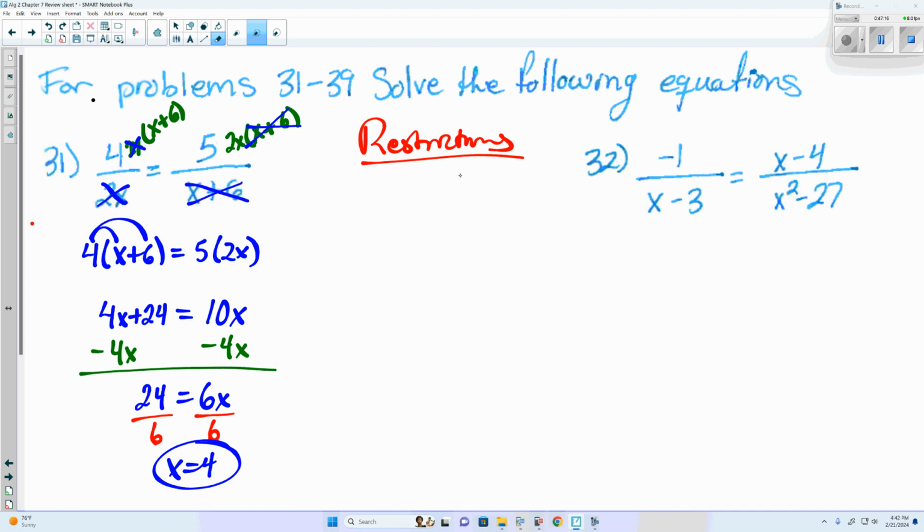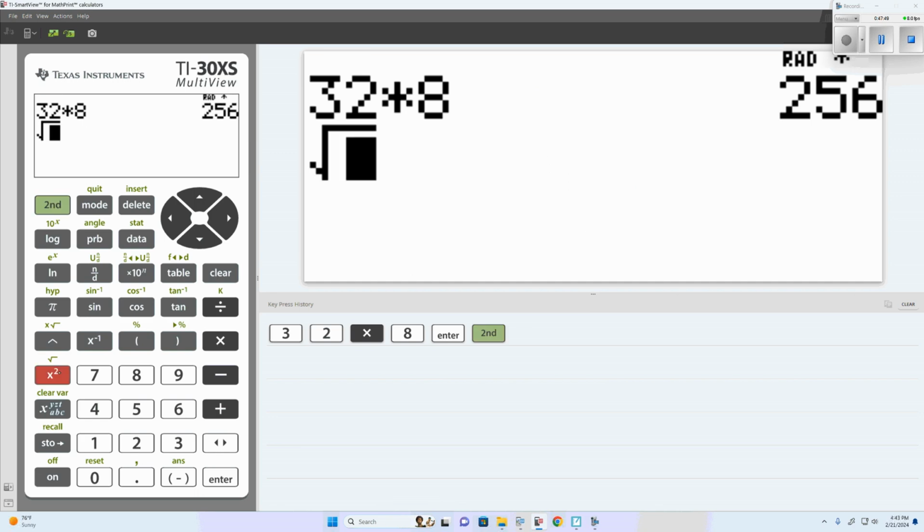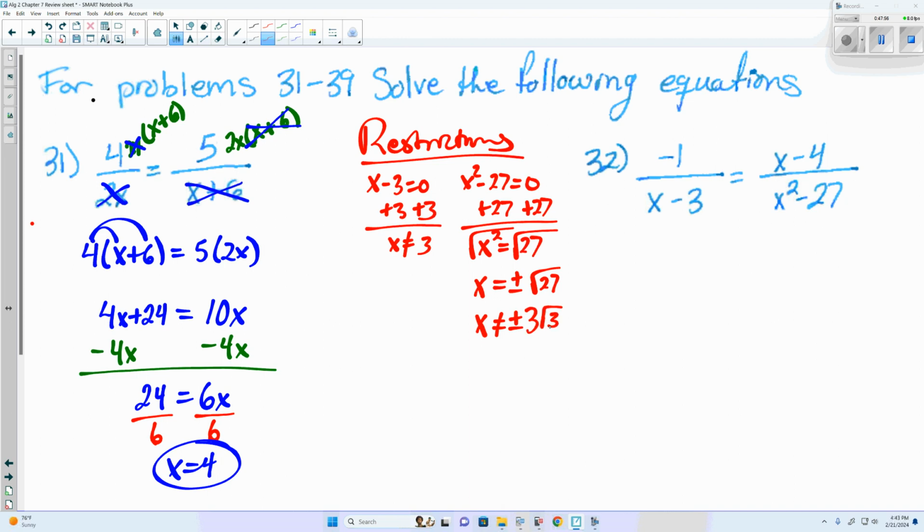Instead of rewriting this whole thing out, we'll move on to the next one. Our restrictions are going to come from x minus 3 being equal to 0 and x squared minus 27 being equal to 0. This one here we would add 3, telling us x cannot be 3. For the other one, we would add 27 to both sides, telling us x squared equals 27, or x is equal to plus or minus the square root of 27. Well, the square root of 27 does simplify. It is 3 square roots of 3. So if we get 3 or positive or negative 3 square roots of 3, neither one of those will work.